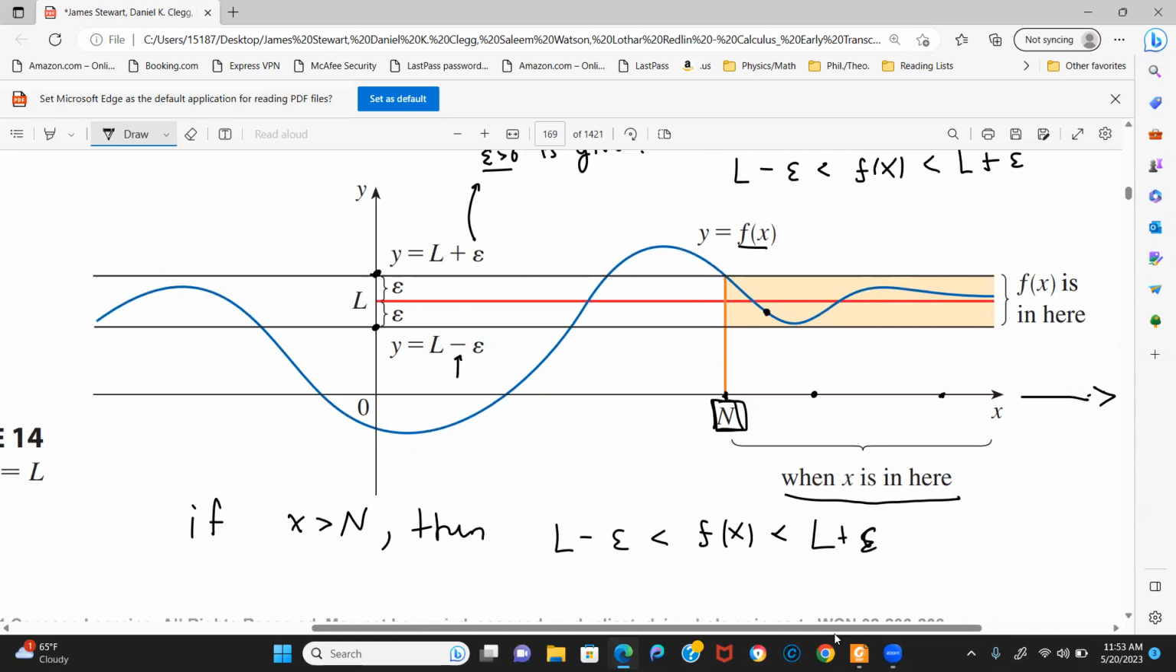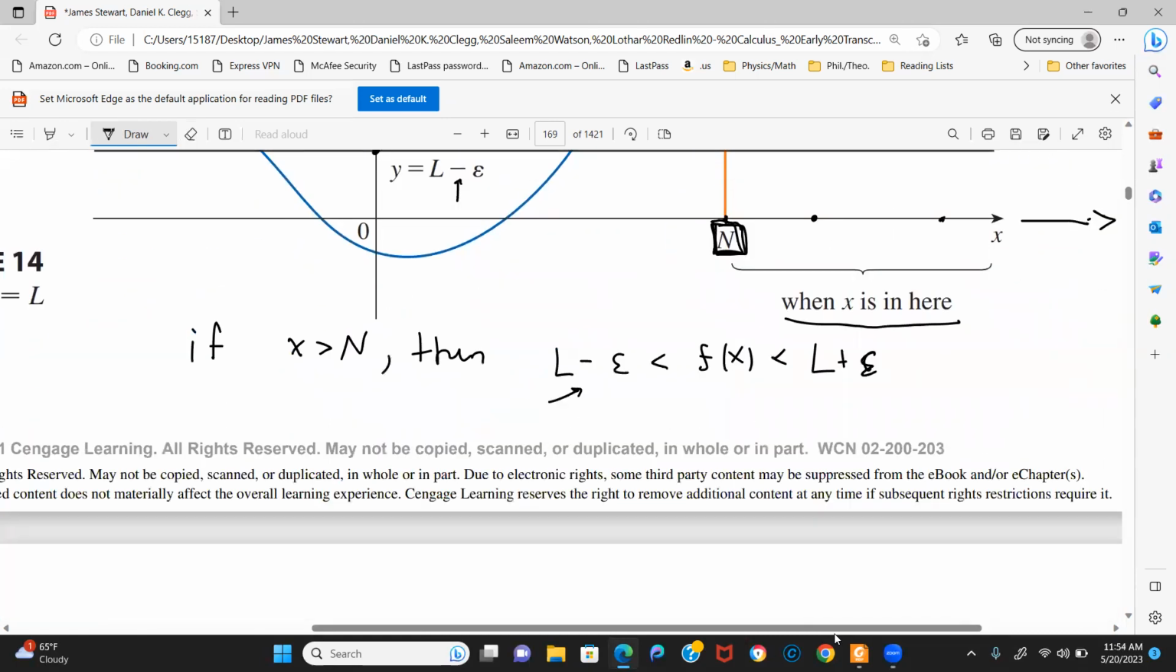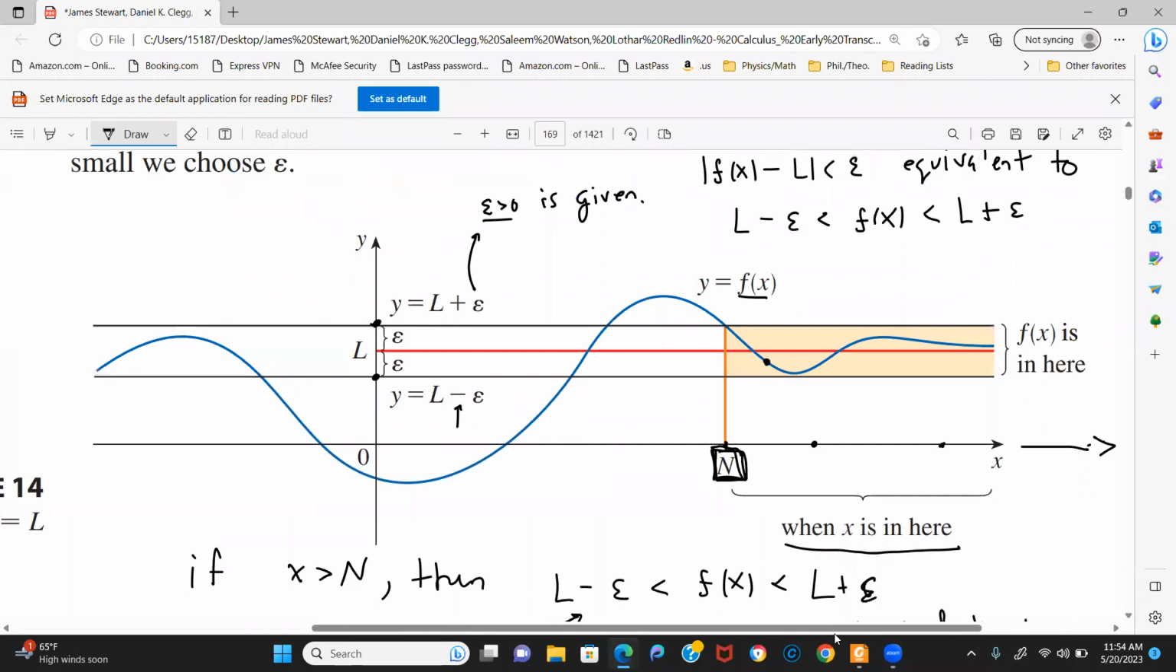And you can see from the graph that this n works, right? If you choose this n right here, in other words, this says that it's between the lines y is equal to L minus epsilon and y is equal to L plus epsilon. And you can see that the graph is in fact between this line and this line right here.